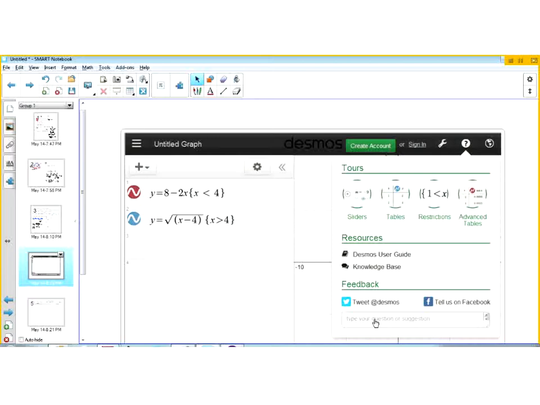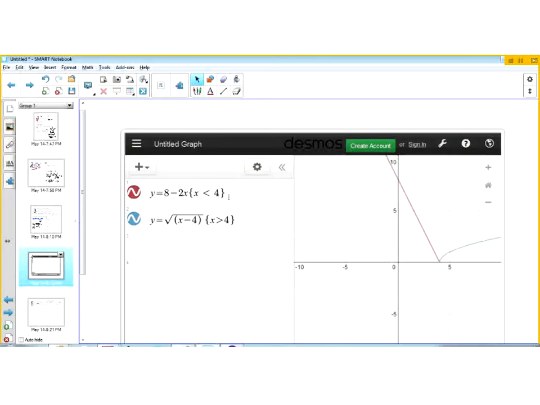Tools, resources, greatest. Can I type here? Well, let me type. It's not letting me type. Greatest integer graph. It doesn't let me. Okay, well, let's try.